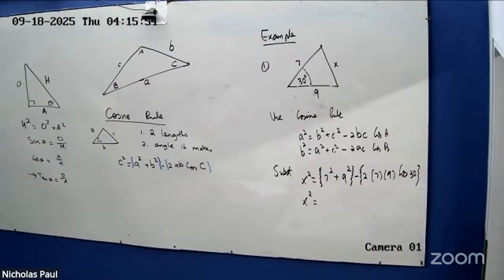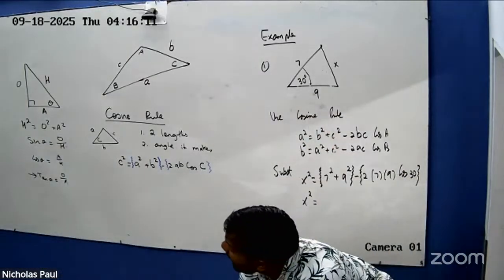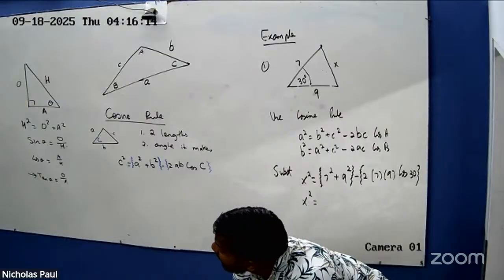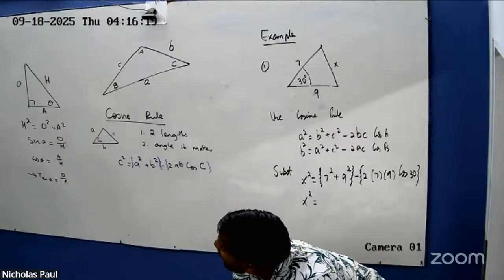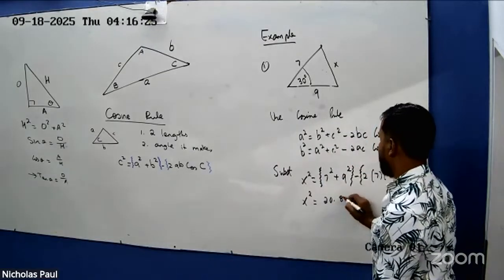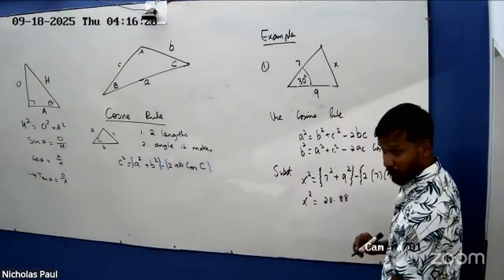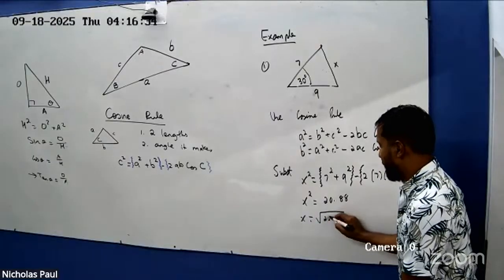20.88. No, don't square root. I want the value before it's square root. Yeah? 20.88. I want the value before you square root it. Online, what did you all get? 20.88, nice Malini. 20.88. That's okay? And now find the square root of 20.88.